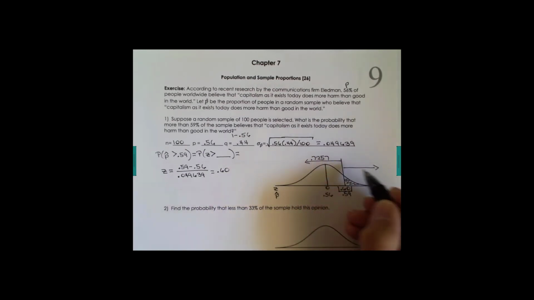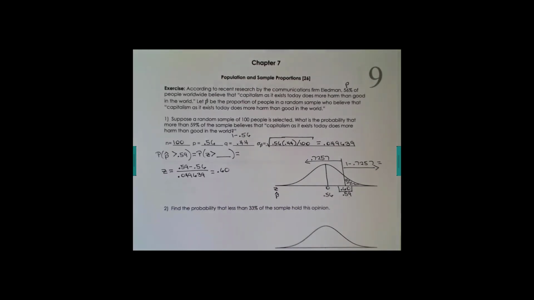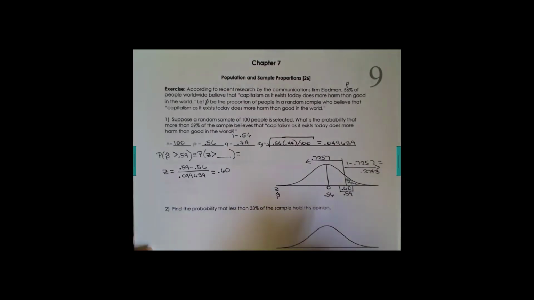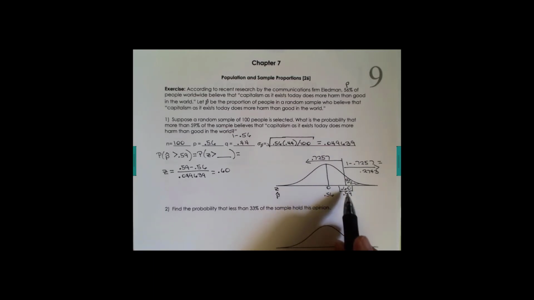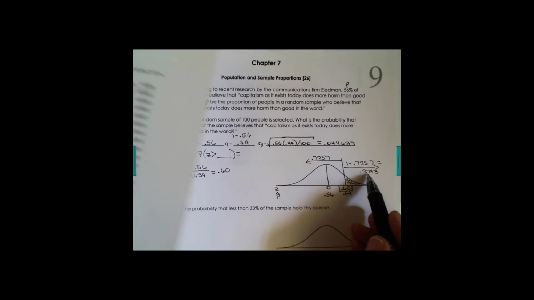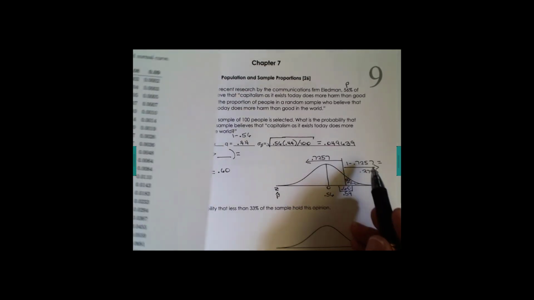0.7257. And I know to get the area to the right, I have to go 1 minus 0.7257. And when I do that, I'll come up with that area to the right. Now, I did the calculation, but I want to show you the shortcut. Since it's an area to the right question, I could have looked it up instead of looking up the positive 0.6. I could have looked up the negative 0.6, and it would have given me this number exactly. I wouldn't have had to subtract from 1.